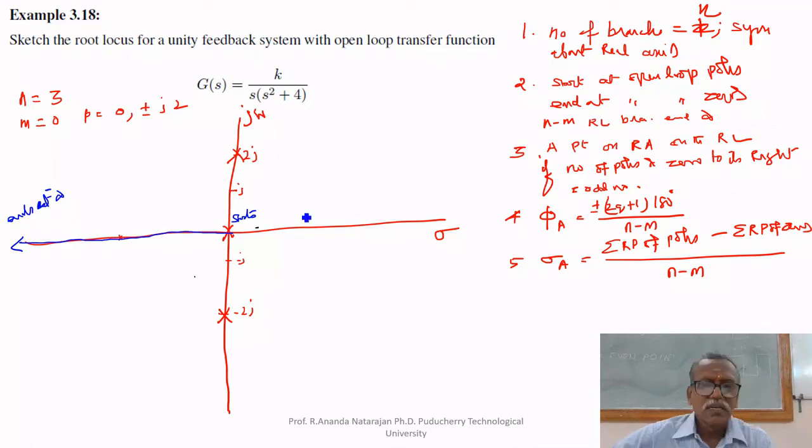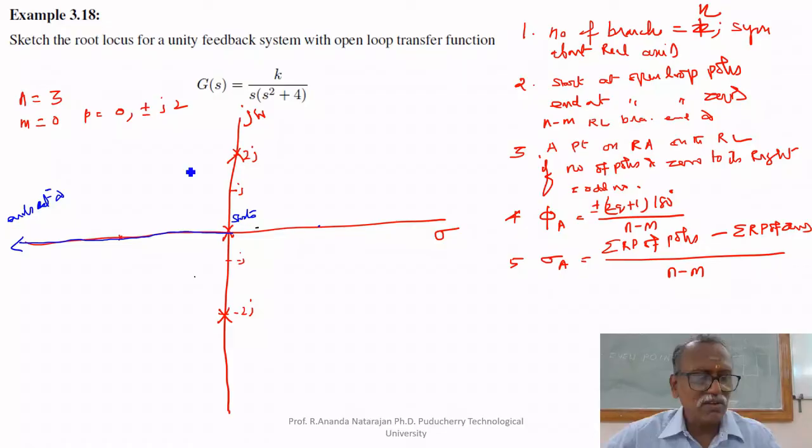Suppose I am selecting test point here on the real axis, right side. How many poles and zeros to its right? No poles. It is even number. Therefore, no, it is not. The positive real axis is not part of root locus, but negative real axis is part of root locus. The entire negative real axis is part of root locus.